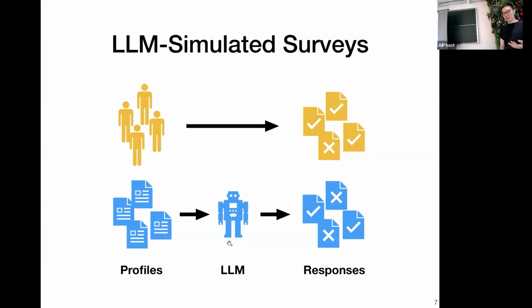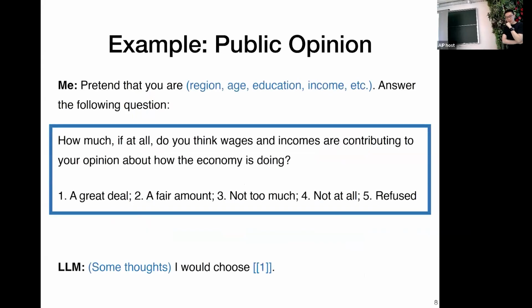Denoted by this robot, right? You choose a profile and choose a question, hand it to the large language model, and then collect the response. So in doing so, you can also get a bunch of responses, right? And this is the synthetic data. So that's the whole pipeline. So just to illustrate the idea here, one example is how you conduct a public opinion survey. Suppose I want to use the language model to do this. So first, I'm interested in one particular person with this type of profile. There's the region where this person is living in, the age of the person, education, income, etc.